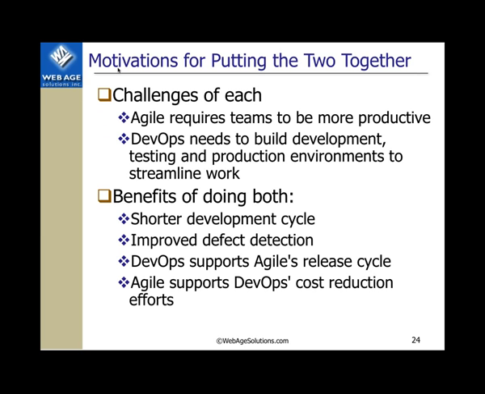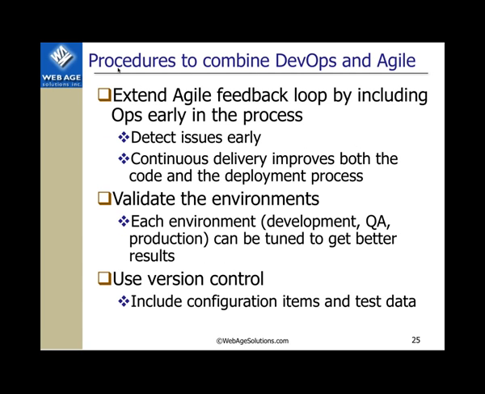If we look at motivations, what motivations do we have to put these two practices together? Well, they actually share some very similar challenges. Agile requires teams to become much more productive. It's kind of the point of Agile. Whereas with DevOps, the challenge is the need to build development, testing, and production environments that streamline work, that really don't present barriers to the use of these environments.